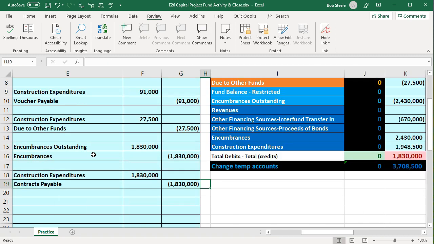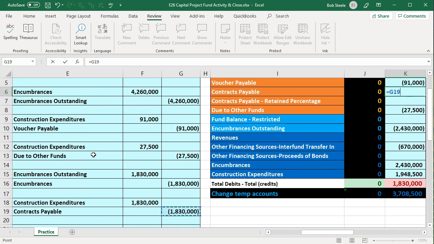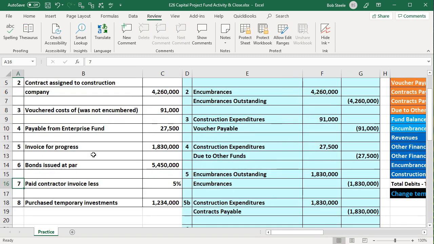Other side is in the contracts payable, so we'll scroll up to the contracts payable. That's going to be up top in K6. So within K6, we're going to say equal and scroll back down and pick up that payable, that liability amount. That will put us back in balance once again, and we can move on to the next item, that being number 6. Number 6 says that we have bonds issued at par. So bonds are issued at par.